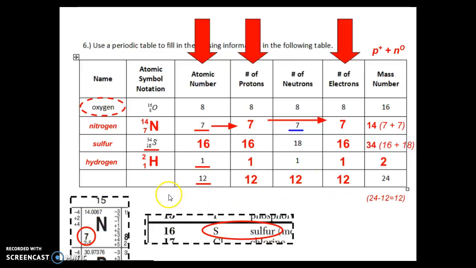Now we're ready to figure out the element and write its atomic symbol notation. 12 on your periodic table, the 12th box, atomic number of 12 must be magnesium. You find it in the 12th box on your periodic table. The symbol is Mg. The atomic number is 12. But then the mass number of this particular atom of magnesium is 24. But that mass number was given to us right over here.